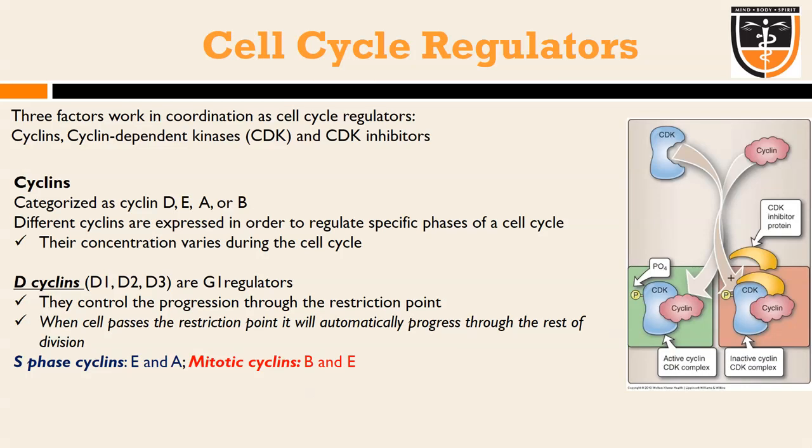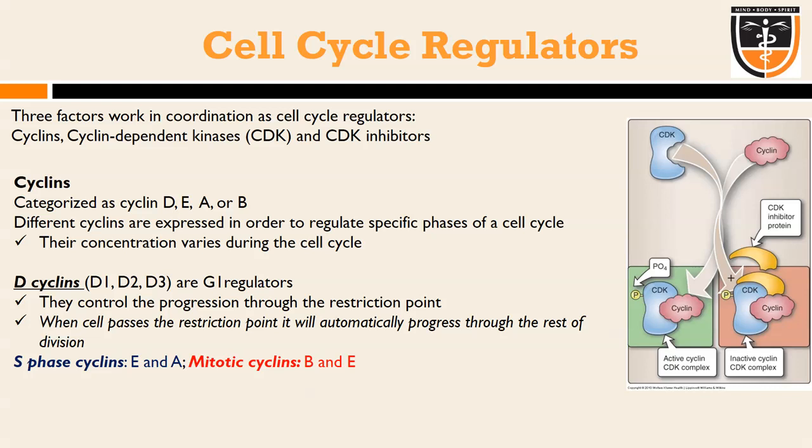So let's talk about cell cycle regulators. There are things that are constantly regulating cell cycles. It is so important that we're going to mention 3 factors that work in coordination as cell cycle regulators: cyclins, cyclin-dependent kinases, and cyclin-dependent kinase inhibitors.